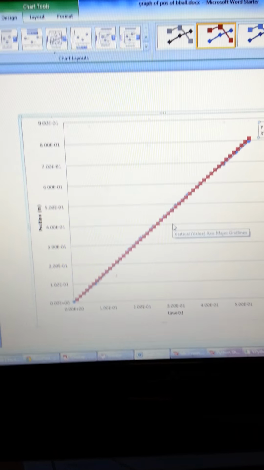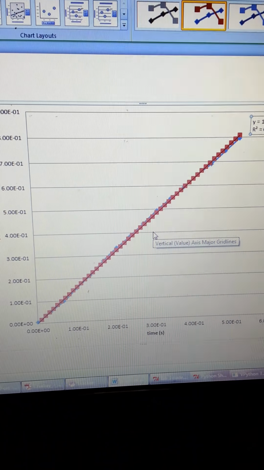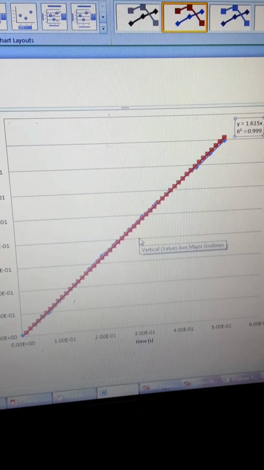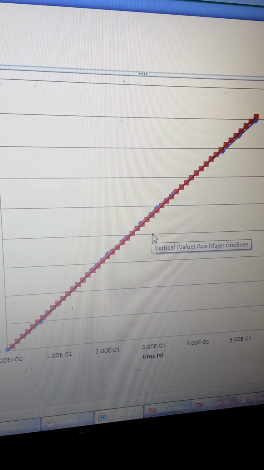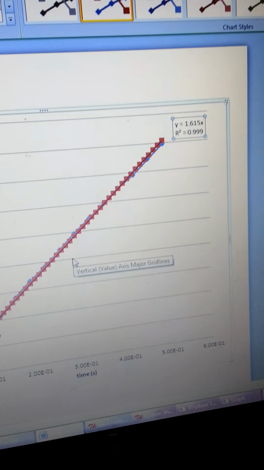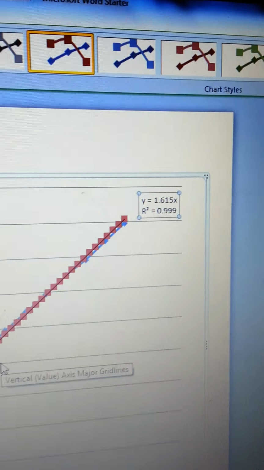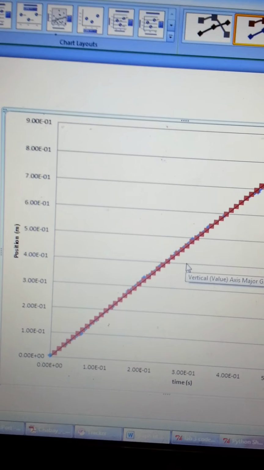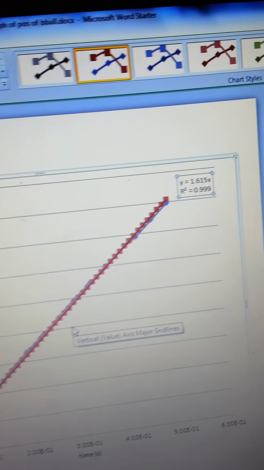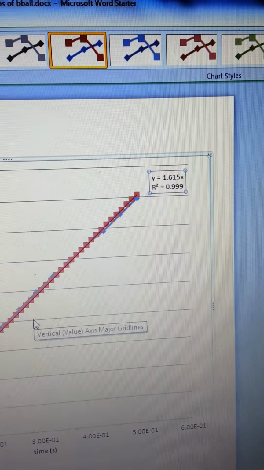And here is what we get when we compare the two. You can see the red is the model, and the blue in the background, which you can barely see, is the actual position of the ball. They're both plotted as time versus the position on the x-axis, and the velocity was approximately 1.615 meters per second.